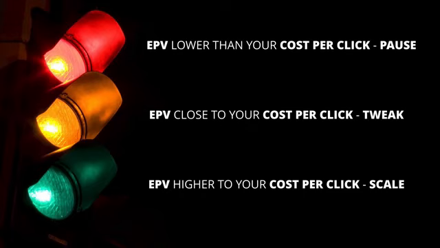If our EPV is higher than our cost per click, then we're going to scale it. Again, if we're earning more from our visitors than what we're paying to acquire them, that means we're making money, and we want to put as much money behind that and start scaling that specific variable.